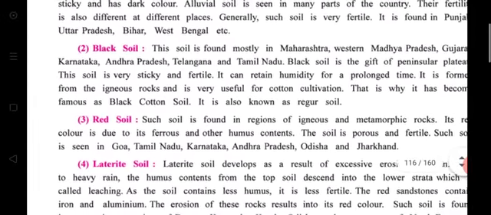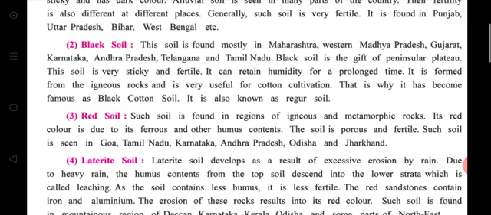Black soil is a gift of the peninsular plateau. See, underline it. This soil is very sticky and very fertile, so it is very useful for agriculture, because fertile soil is very useful for agriculture. It can retain humidity for a prolonged time, a very long time.